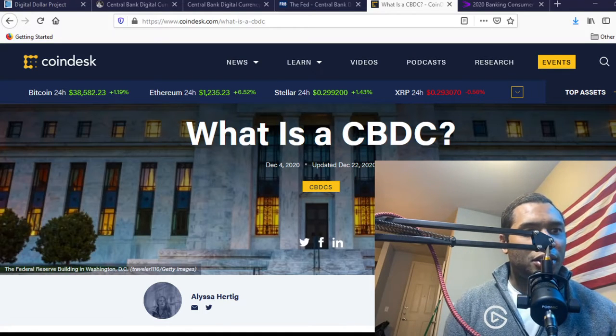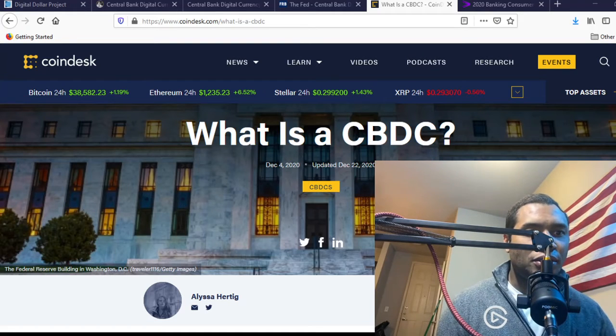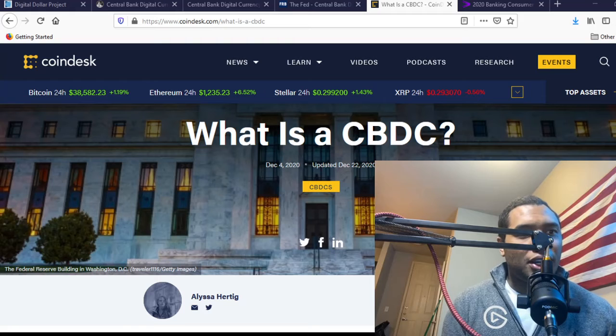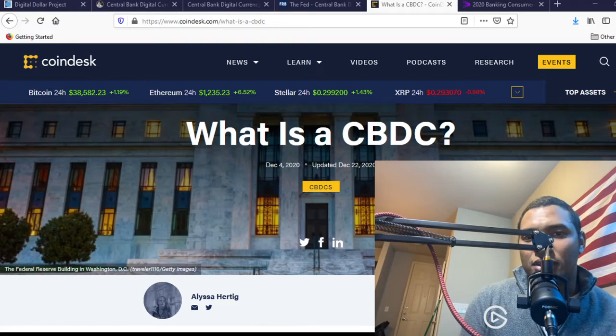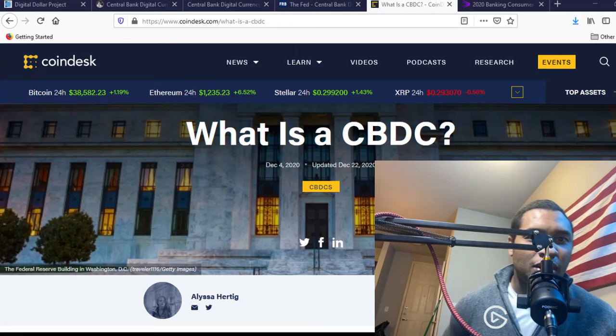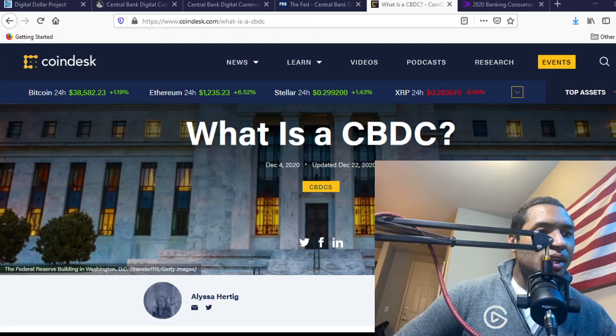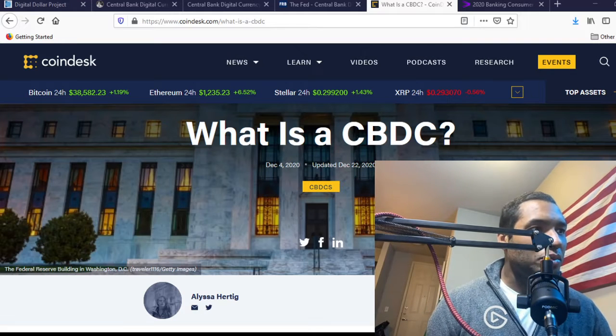The Chinese are digitizing their own currency, the digital yuan. Japan is digitizing its currency, the digital yen, and the U.S. will digitize their currency as well, the digital dollar. Europe's digitizing their countries' currencies. So all these central banks are going to digitize their currency.